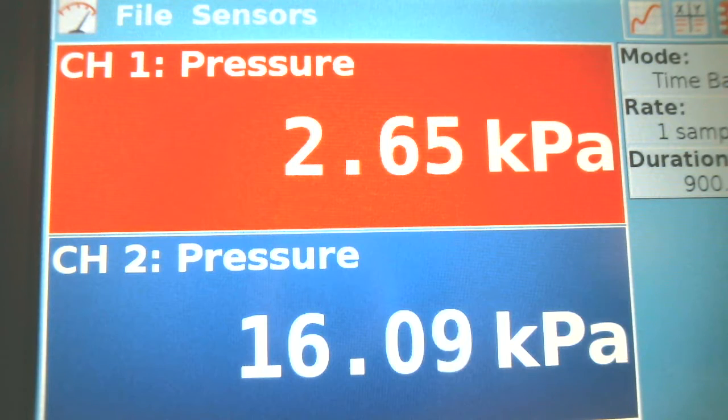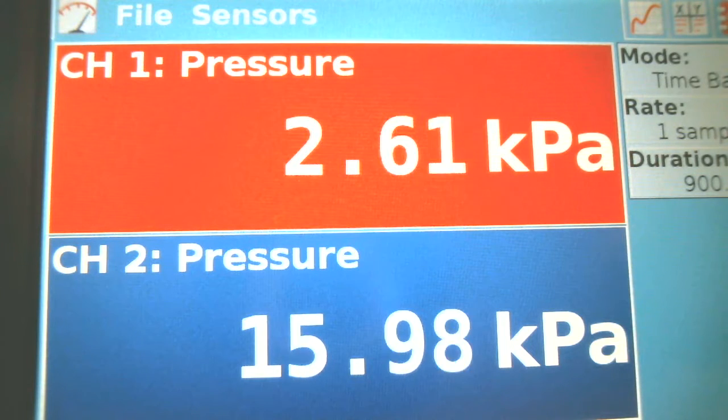Relation of pressure and height in a liquid? Well, you see I have two pressure sensors. For both of them, they were zeroed at atmospheric pressure, so we are reading gauge pressure, pressure above atmosphere. And there's a difference here of about 13 or so, a little more, kilopascals.